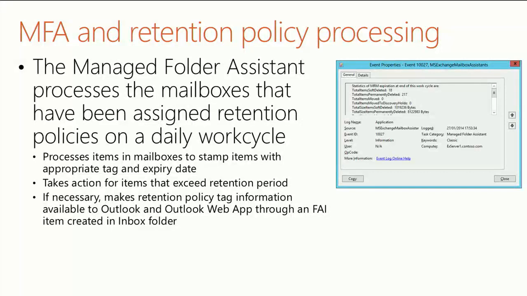Here's an important thing. MFA has to process a mailbox at least once before the personal tags will show up in the user interface. That's logical, yeah? Because, out of the box, Outlook or OWA knows nothing about retention policies. It doesn't know what's going to be used. So the very first time that MFA goes through and processes a mailbox, it will create a hidden item in the mailbox root that contains details of the policy that applies to the mailbox.